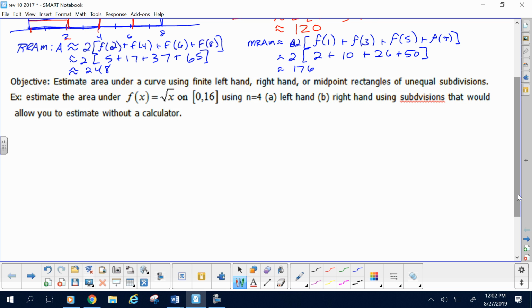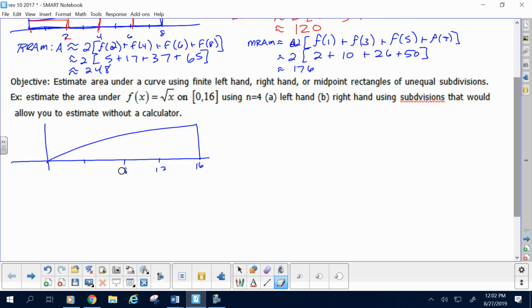Now, the problem is sometimes, especially without a calculator, you don't have such nice pretty numbers. So imagine if you had the square root function from 0 to 16, and you wanted the area under that, but you are not allowed to use a calculator. Well, then I don't want to talk about, hey, what's the square root of 8, and the square root of 12. Those are ugly. So equal subdivisions would be bad, because I get values that are hard to work with. Instead, you would choose values that are nice to work with, even if it gives you unequal subdivisions.